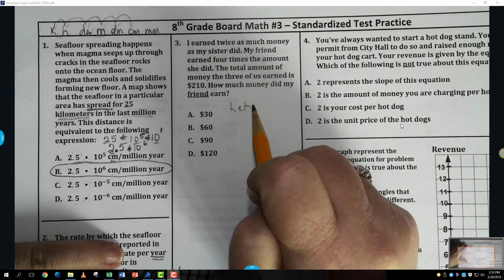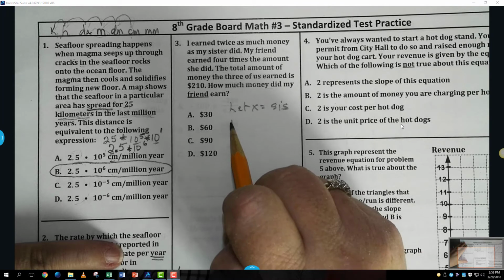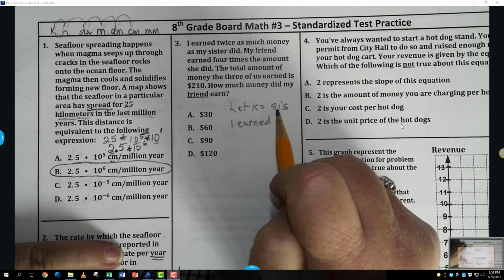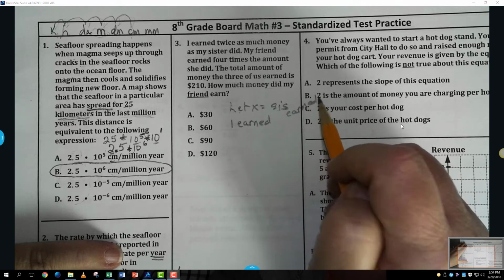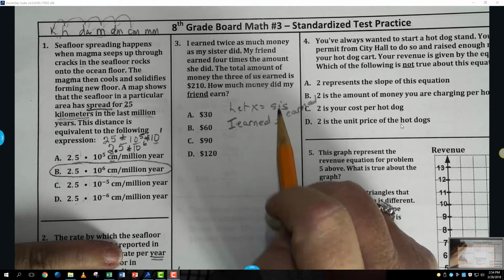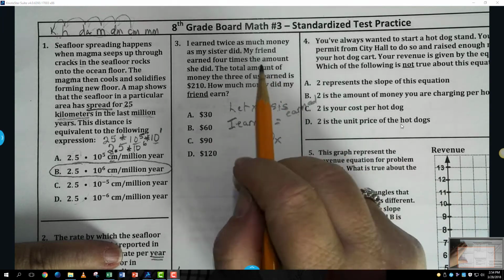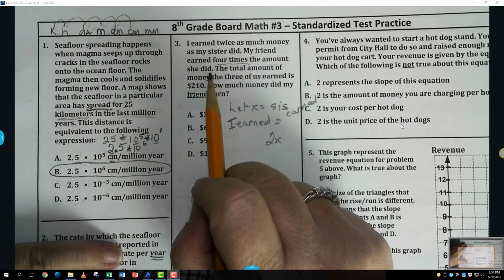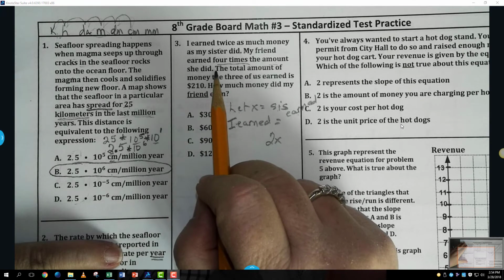So let X equal what my sister earned. I don't want to have to write a whole bunch. Okay, so X is what the sister earned. I earned twice as much as my sister, so I earned 2X. My friend earned 4 times the amount she did.